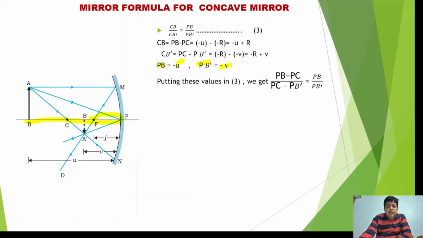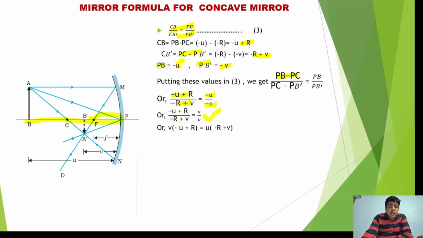Now putting these values in the equation, we shall get PB minus PC divided by PC minus PB dash, which is PB by PB dash. PB minus PC we got as minus U plus R, and PC minus PB dash is minus R plus V, where PB is equal to minus U and PB dash is equal to minus V. So after simplifying, you will get minus U plus R divided by minus R plus V, and minus divided by minus is cancelled, so it is U over V.